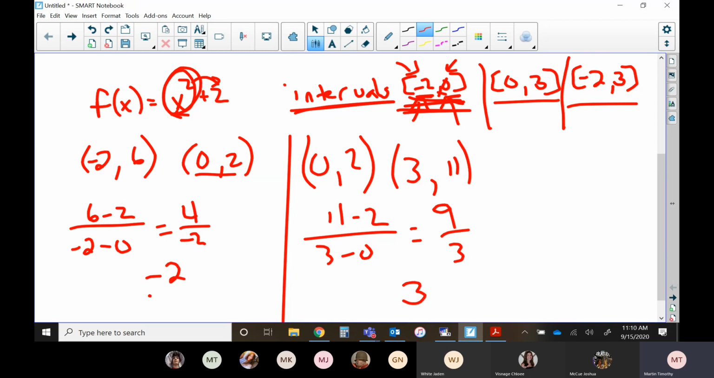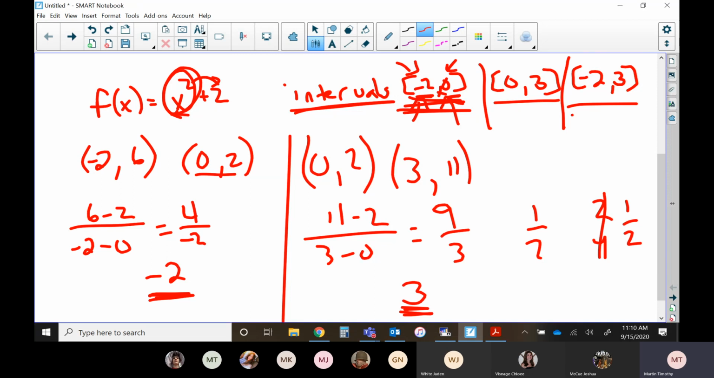Notice the slope's not the same. Why? Because it's a parabola. It's not going to stay the same. If I did that linear, I would get the same slope here that I got here. And like I said, one of them might be a 1/2, and the other one might be a 2/4. But again, the 2/4 is going to reduce to a 1/2.